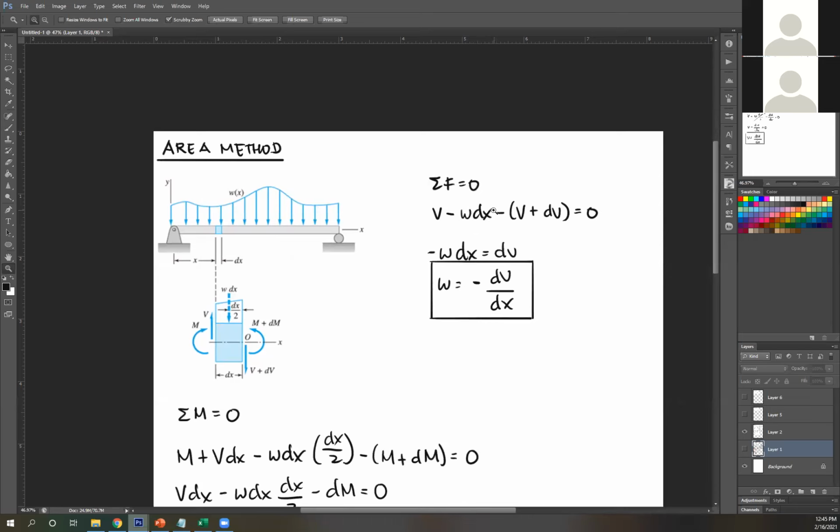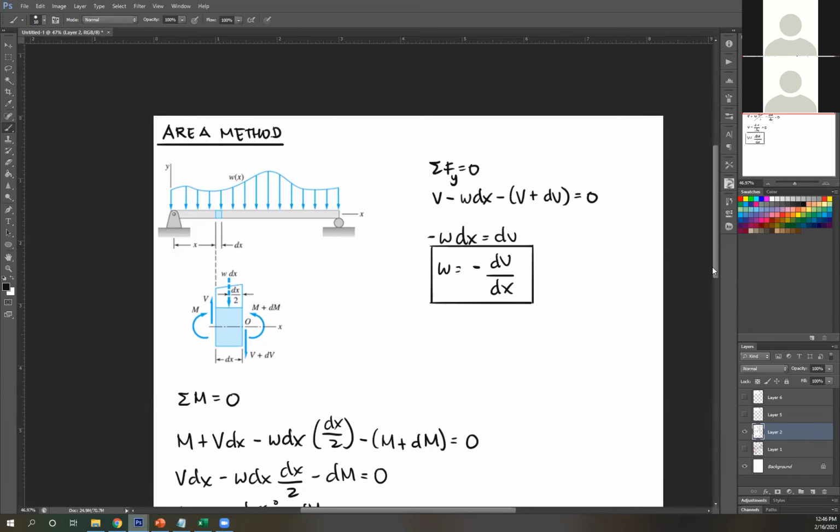So summation of forces vertical equals 0. Therefore V positive, minus point load w times length, so w dx, minus, since downward, V plus dV. So V minus V cancels out, negative w dx equals dV, therefore intensity is just negative dV over dx. Okay, next, how about moment?